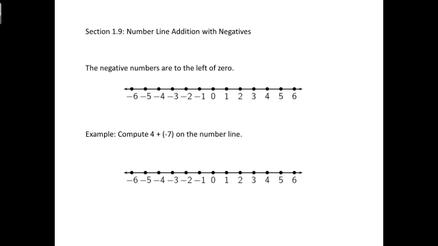Example, compute 4 plus negative 7 on the number line. We start off in the usual way by starting at 0 and moving 4 spaces to the right. Now, in order to add a negative 7, we're going to go to the left. Adding a negative requires you to go to the left. So 1, 2, 3, 4, 5, 6, 7. And so we can see that we ended up at negative 3. So we have 4 plus negative 7 equals negative 3.